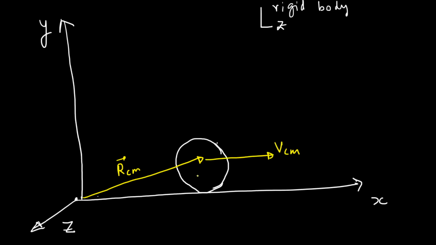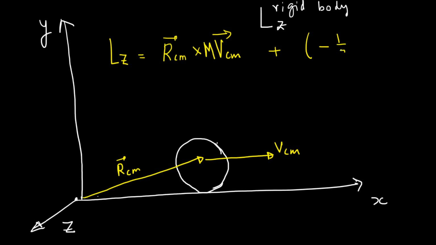Now what is the first term for LZ? It is equal to RCM cross MVCM plus something that we've already done, so let's not discuss this again, MR square by 2 into omega. And this minus basically means it's into the plane of the paper, minus K.